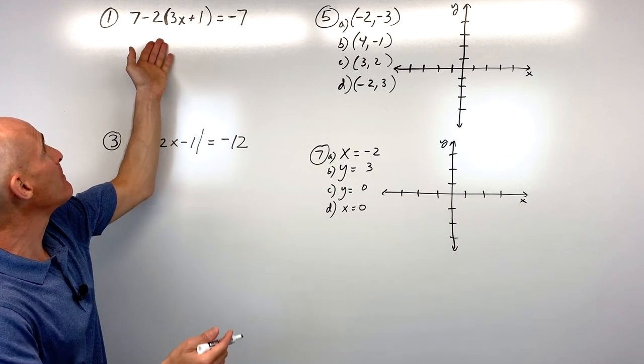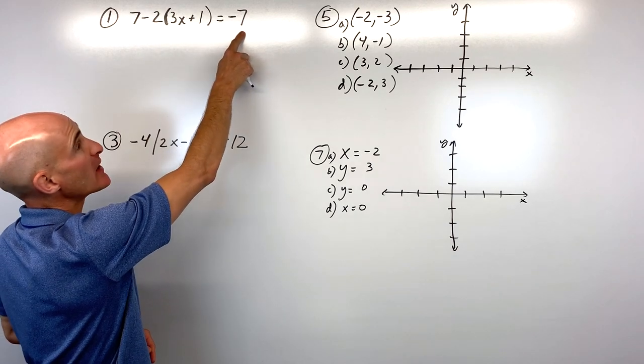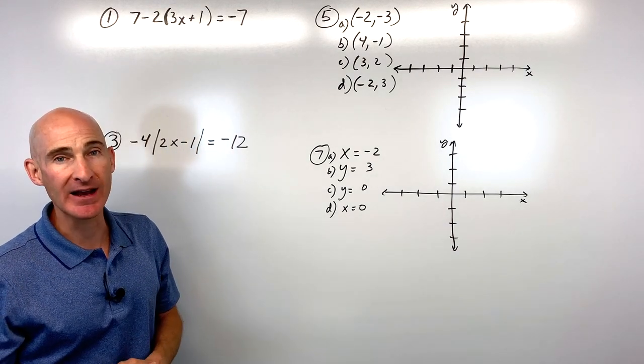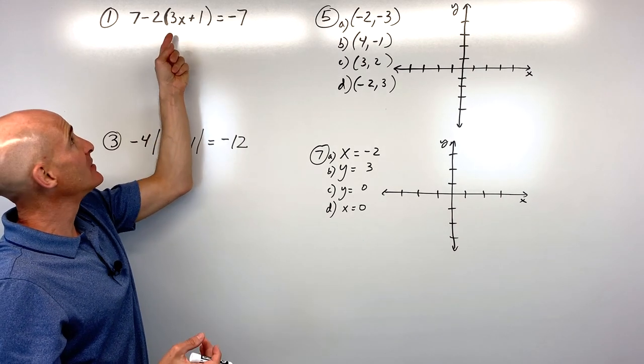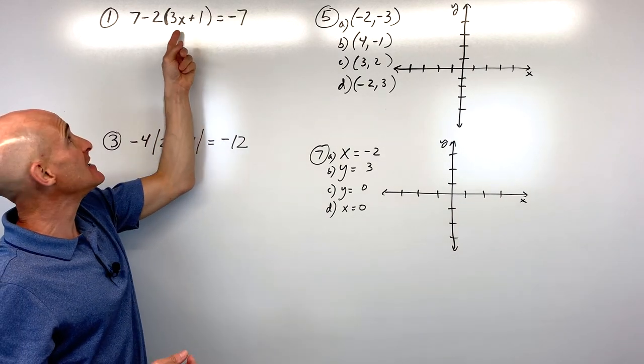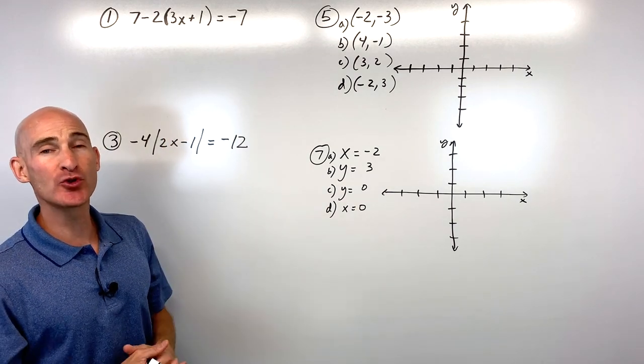So the first problem, we have 7 minus 2 times the quantity 3x plus 1 equals negative 7. How do we solve for x? Well, if it's a multiple choice problem, you can always put in whatever the values are, A, B, C, D, E, for x and see if they equal negative 7. That's always an option if it's a multiple choice test.